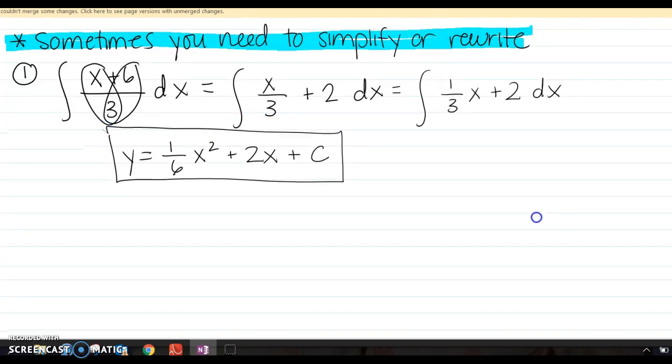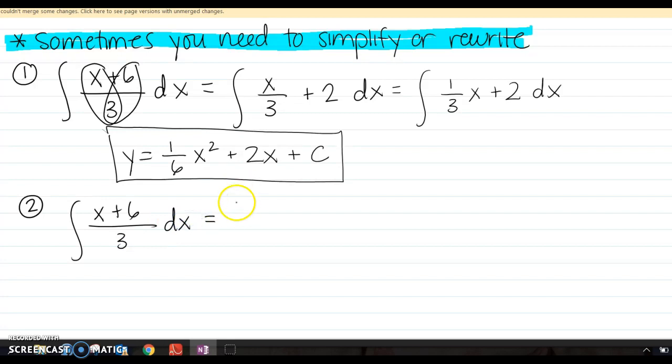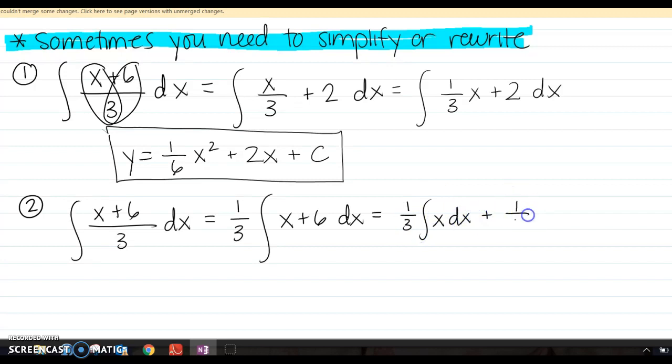I'm going to show you the same integral another way. The integral of x plus 6 over 3 dx again. Before you do anything, you can actually pull out the 1/3 and make it 1/3 times the integral of x plus 6 dx. And then we can actually split it again: 1/3 times the integral of x dx plus 1/3 times the integral of 6 dx.